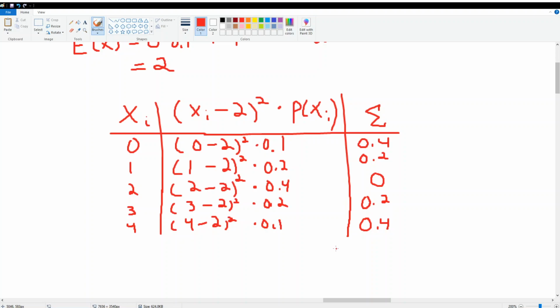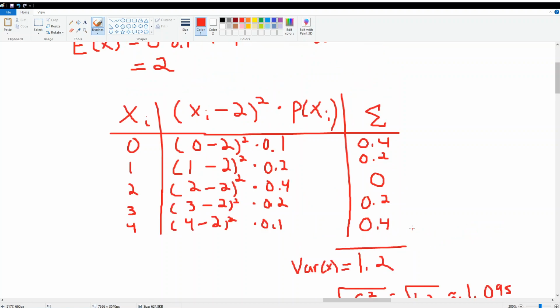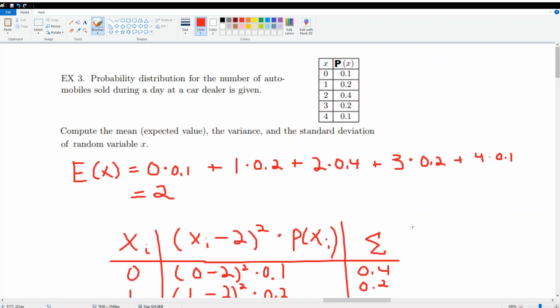So now our last step is to add all of these up. 0.4 plus 0.2, 0.6, plus another 0.4 is 1, plus 0.2, 1.2. So therefore, our variance is 1.2. Finally, our standard deviation is equal to the square root of the variance. So that's the square root of 1.2. If we're going to round that to 3 decimal places, that'll be about 1.095. So that means on any given day, you can call it roughly 2 plus or minus 1. And indeed, that makes sense from the table.